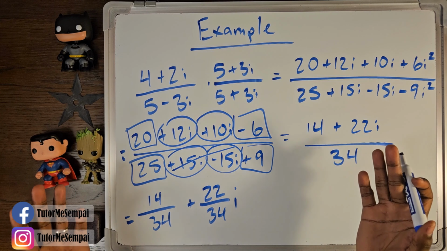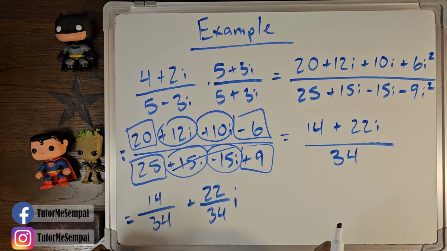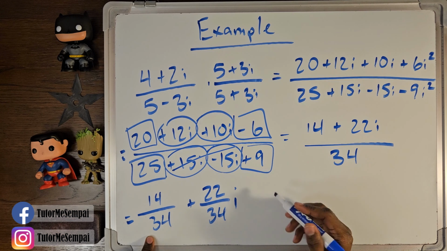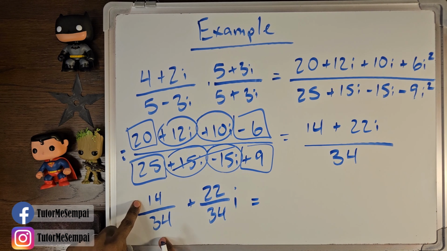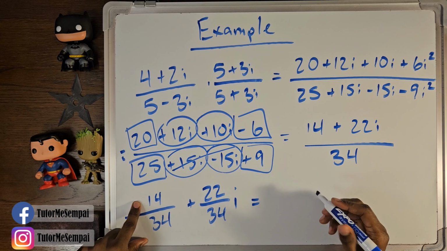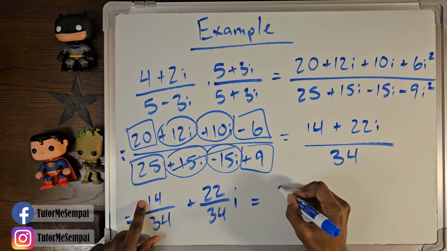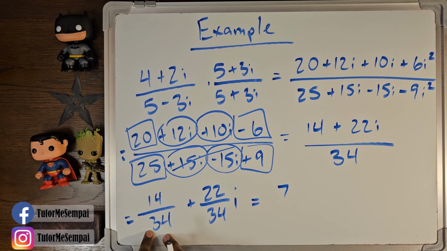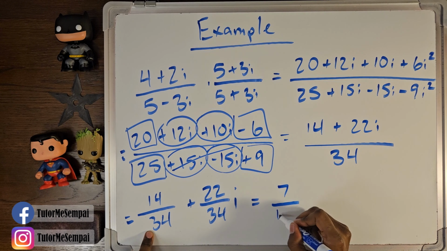However, you might notice you can go a little bit further. All of these are even. So we can simplify this. 14, 34, they're both even. So let's say we factor out or divide out that 2. Well, dividing out the 2 leaves us with a 7. Dividing out 2 here leaves us with a 17.